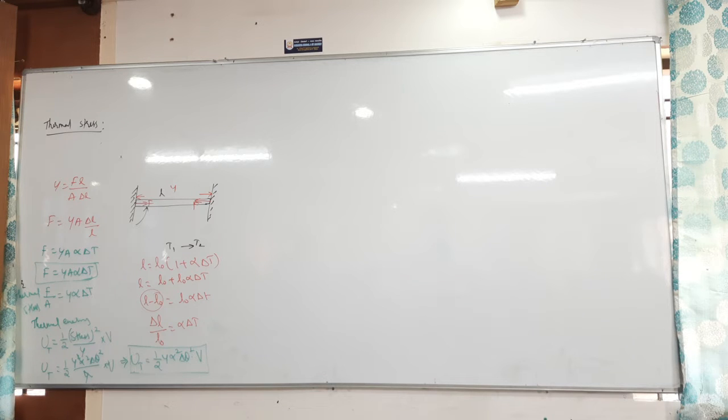calculate the change in tension. In brackets, coefficient of linear expansion of steel is 1.1 into 10 power minus 5 per degree Celsius, and Young's modulus for steel is 2 into 10 power 11 Newton per meter square. Calculate the tension, you have to find out.